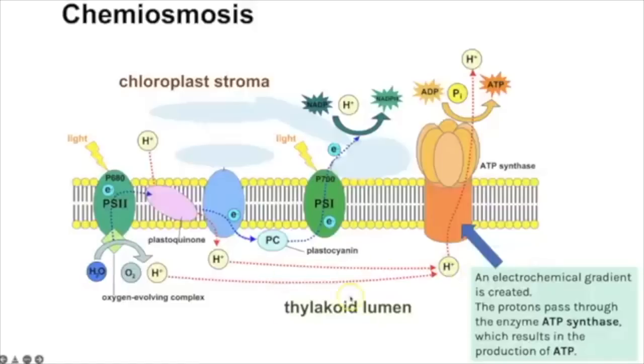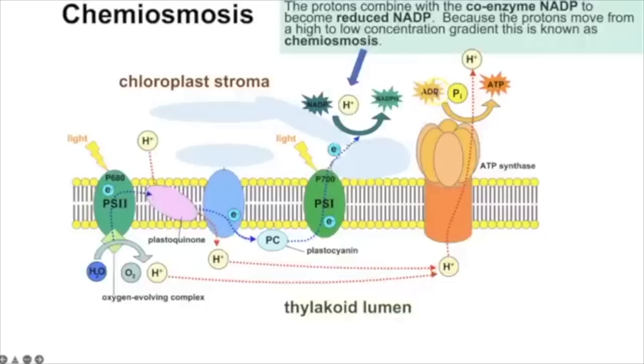So now we have this electrochemical gradient that enables the protons to move by facilitated diffusion back down their concentration gradient to the stroma. But the only protein that they can attach to is ATP synthase. And as the protons attach and move through ATP synthase, that enables the enzyme, which the protons move through, to phosphorylate the ADP into ATP. So that's how the ATP is produced.